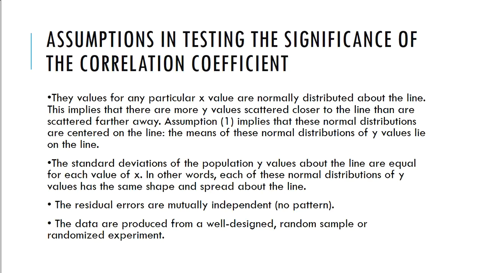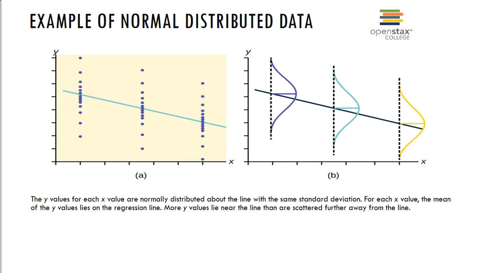The residual errors are mutually independent. There's no pattern. And the data are produced from a well-designed random sample and randomized experiment. When I took a whole class on regression in grad school, one of the first things I had to do was run my data to see if it was normally distributed and what my errors look like. So this is what it's talking about. I know those last couple slides, you're like, what are you talking about? But this is what we're seeing, okay?